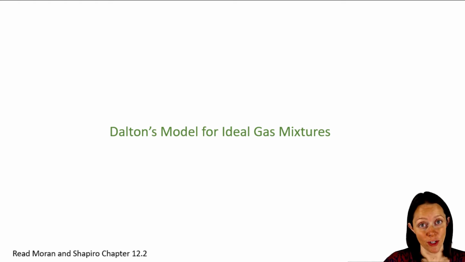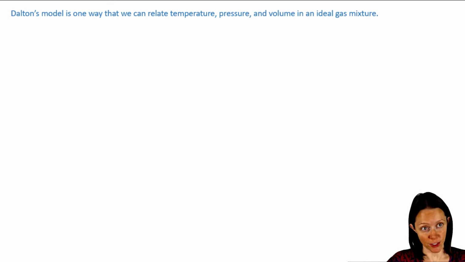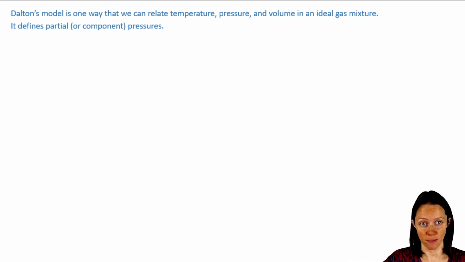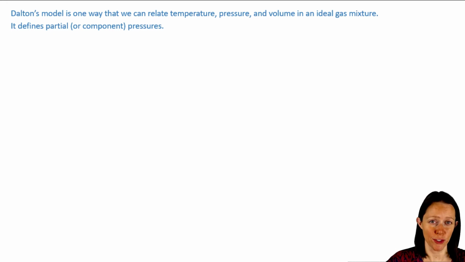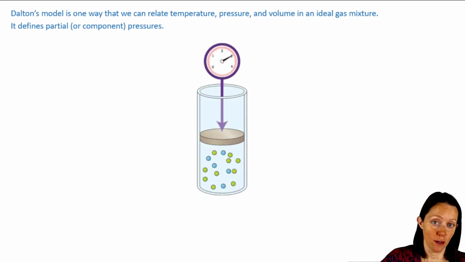In this segment we're going to talk about Dalton's model for ideal gas mixtures. Dalton's model is just one way that we can relate temperature, pressure, and volume in an ideal gas mixture. And it defines something called partial or component pressures. So say we have a mixture of two gases.